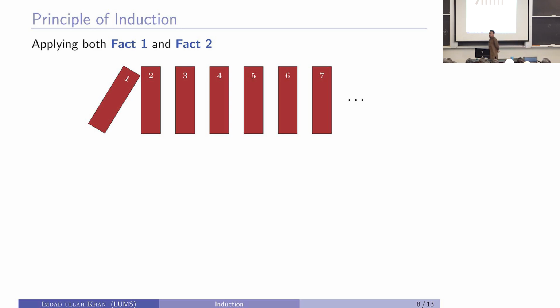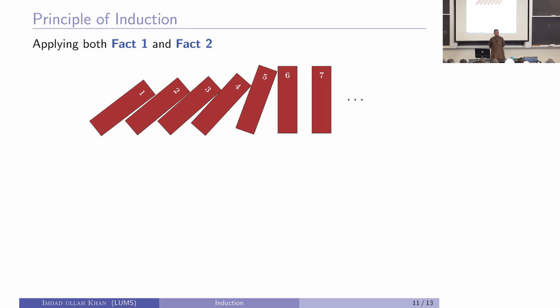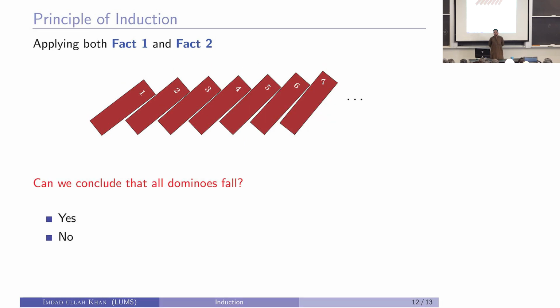So, 1 fell, so 1 plus 1 will also fall. The domino numbered 1 plus 1, that means 2, will fall. Again, what does rule 2 dictate? If the second falls, then the third should also fall. So, by rule 2 the third domino will also fall. Then by rule 2 again, the fourth will fall. By rule 2 again, the fifth will fall. Can we conclude that all dominoes fall?